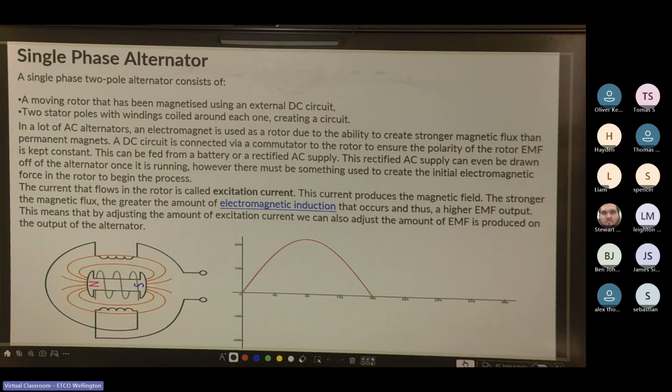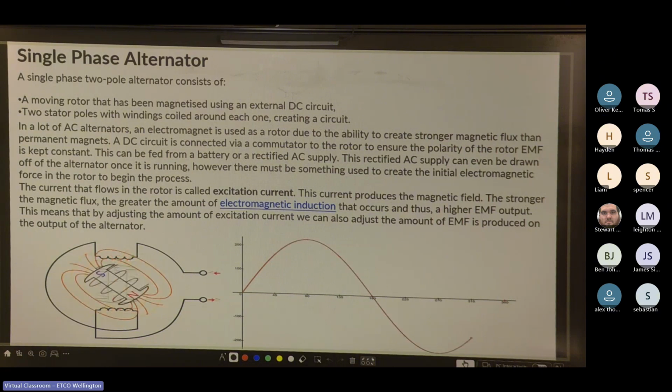So when we say rectified, rectification is the process of changing AC to DC. This rectified AC supply can even be drawn off of the alternator once it is running. However, there must be something used to create the initial electromagnetic force in the rotor to begin the process. The current that flows in the rotor is called excitation current. This current produces the magnetic field. The stronger the magnetic flux, the greater the amount of electromagnetic induction that occurs, thus a higher EMF output.